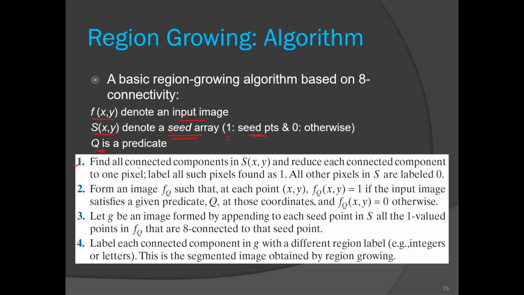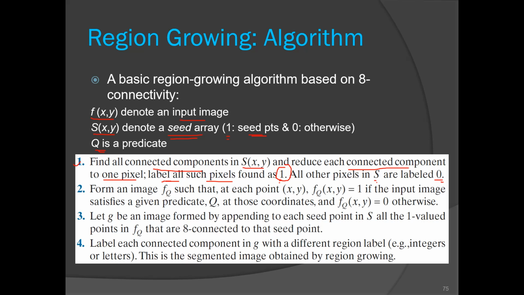Find all connected components in S(x,y) and reduce each connected component to 1 pixel, and label all such pixels found as 1 and all other pixels in S as labeled 0. So just find one pixel and label that as 1, and other pixels are labeled 0, and the pixel with value one will be treated as seed points.